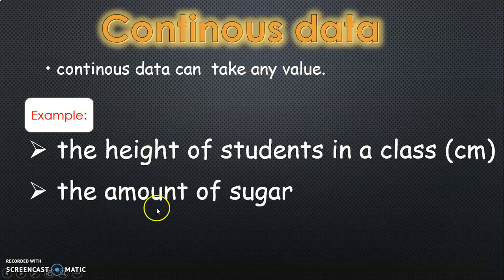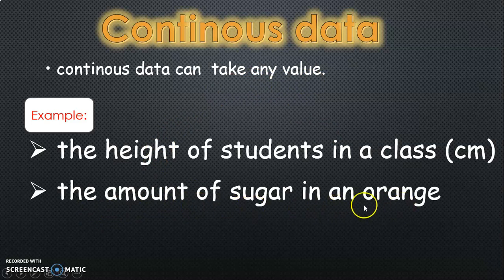The next one is the amount of sugar in an orange. There is no exact amount of sugar in an orange, so we cannot count it. We can take any value for the amount of sugar. So we can estimate it. We can say that there are 3 grams of sugar in an orange. Again, we can take any value of that. There is no exact measurement of the amount of sugar in an orange.